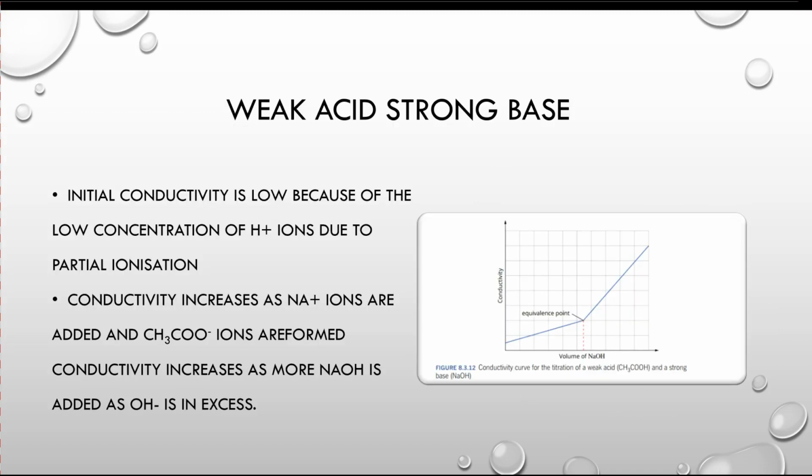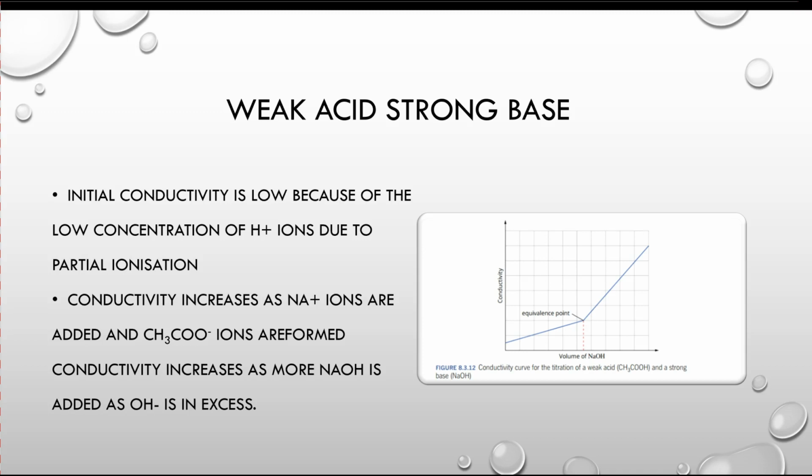Now here we kind of have the opposite thing happening. We're starting with a weak acid. So as we know, they don't ionize fully, so it's only a partial ionization. So you can see therefore there's not many hydrogen ions in solution, so therefore the conductivity is fairly low. As I'm adding some sodium hydroxide, what's happening is we're getting a reaction occurring. So you can see here the acid that we've got is acetic acid and our strong base.